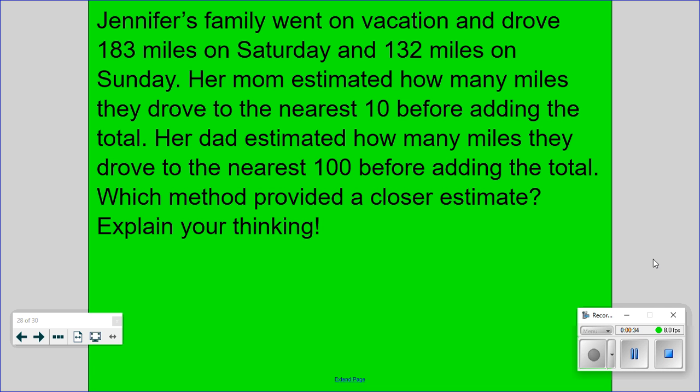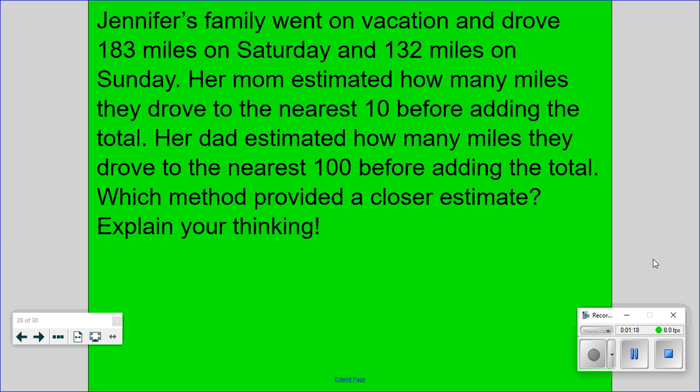We know the first thing that we need to do when we get a word problem is to read it. Jennifer's family went on vacation and drove 183 miles on Saturday. That's a long day. And 132 miles on Sunday. Her mom estimated how many miles they drove to the nearest 10 before adding the total. Her dad estimated how many miles they drove to the nearest 100 before adding the total. Which method provided a closer estimate? Explain your thinking. That is not what we are doing. Erase it and follow along, please.